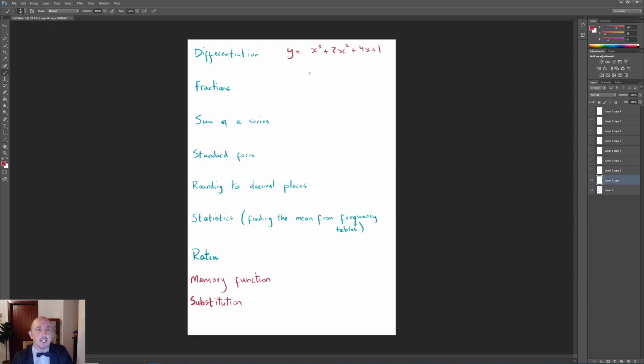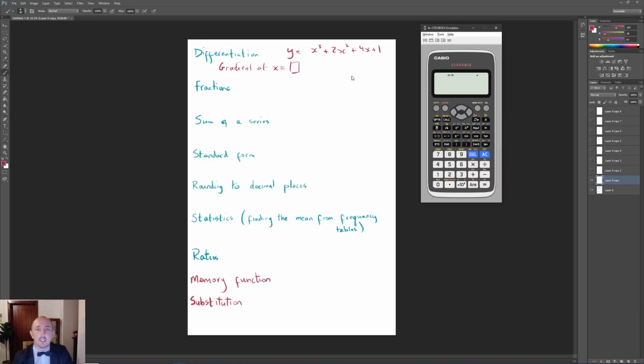And the calculator won't actually differentiate this for you, but what it can do is tell you what the gradient is at x equals some number. So if it asks you what the gradient is when x equals 3 for this function, then you would have to differentiate that, substitute your x value into it, and then work all of that out. Let's have a look at what the calculator can do for us.